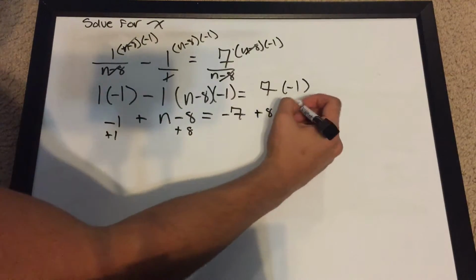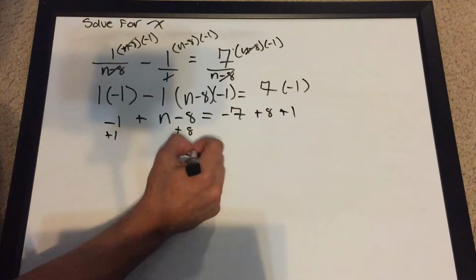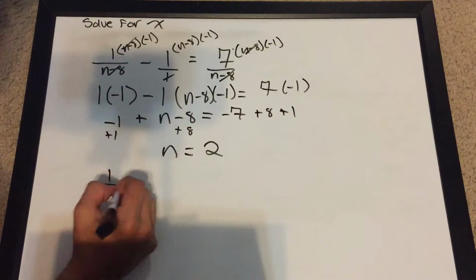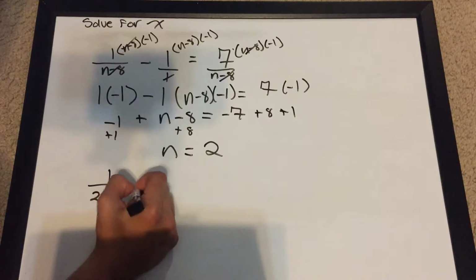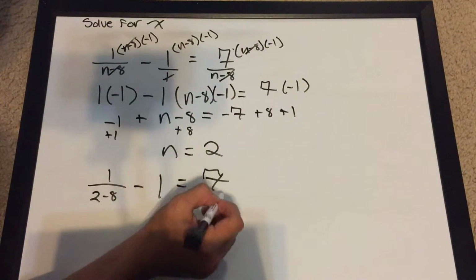Remember to isolate the variable, and what you will get is n equals 2. To make certain it's true, plug in the number.